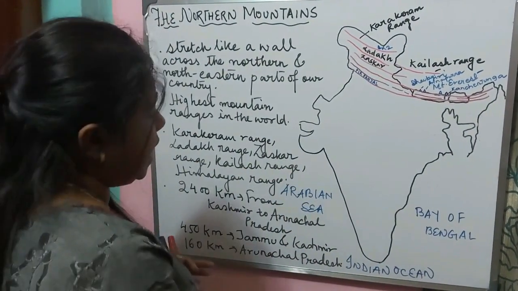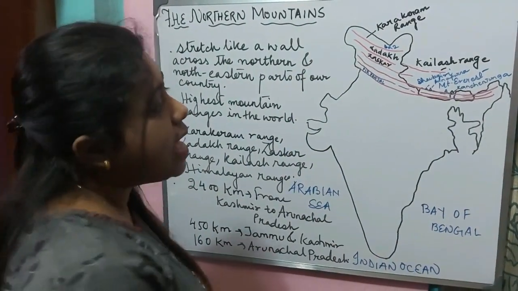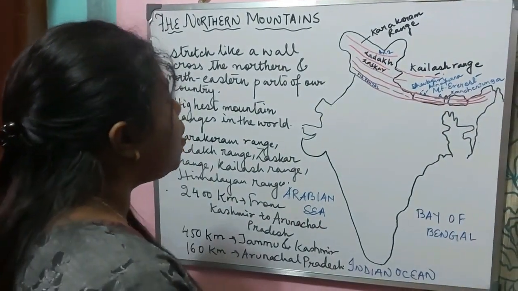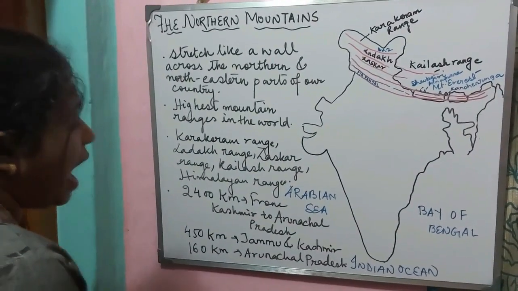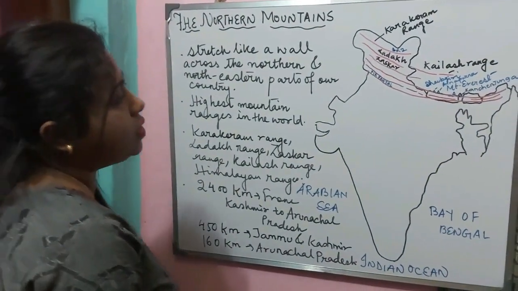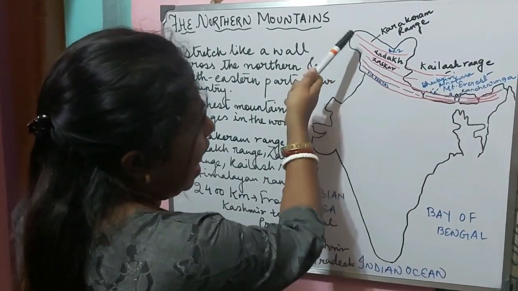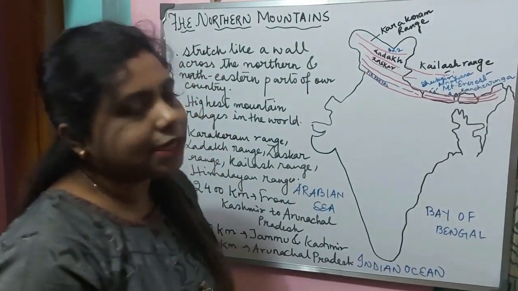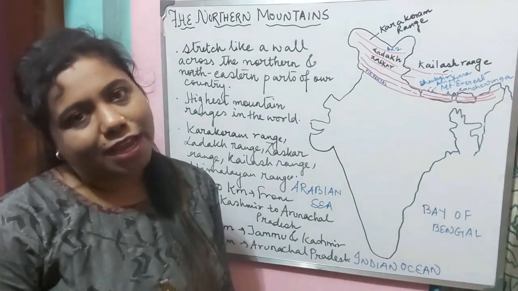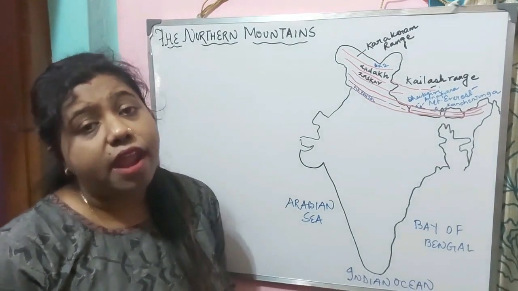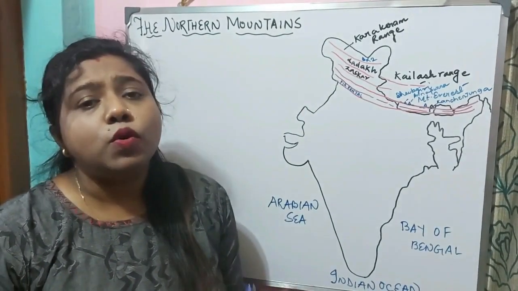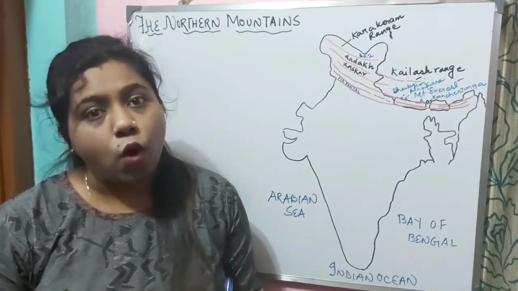So what is the extension of the Himalayas? The Himalayas extend from Jammu and Kashmir to Arunachal Pradesh, covering a distance of 2400 kilometers. And what is the width of the Himalayan ranges? The width is 450 kilometers in Jammu and Kashmir, and as it goes to the northeast, it is 160 kilometers. Right? So now let us move ahead with the important peaks located in the Himalayas. In the world, there are 10 most important highest peaks.